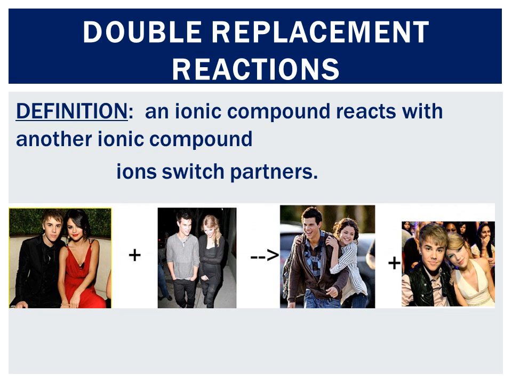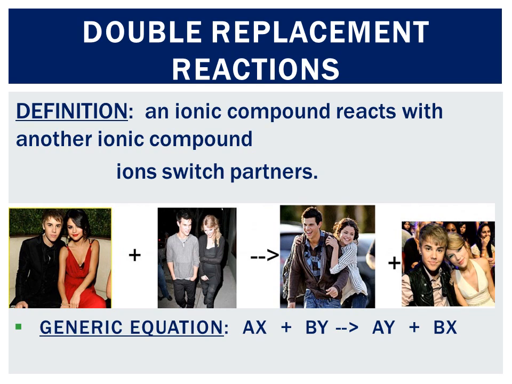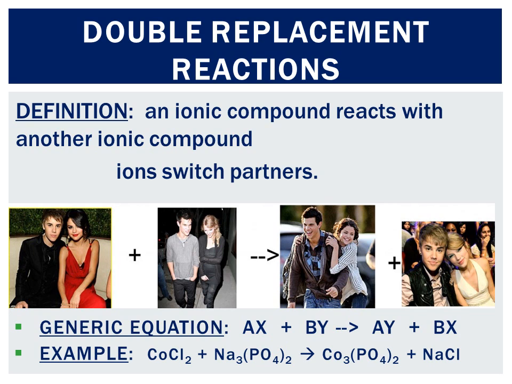But these ones are actually the easiest, I think, to recognize. Two ionic compounds: AX plus BY yields AY plus BX. A and B basically switch places. And here's an example. Cobalt(II) chloride and sodium phosphate. Cobalt and sodium switch places, so you have cobalt(II) phosphate and sodium chloride.